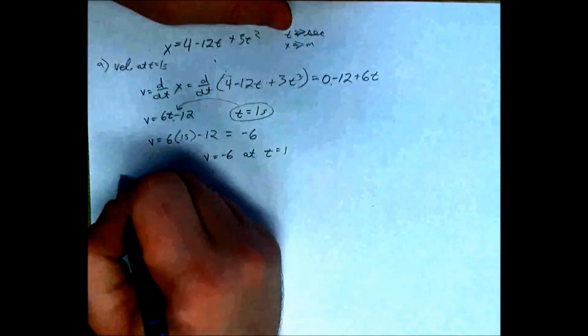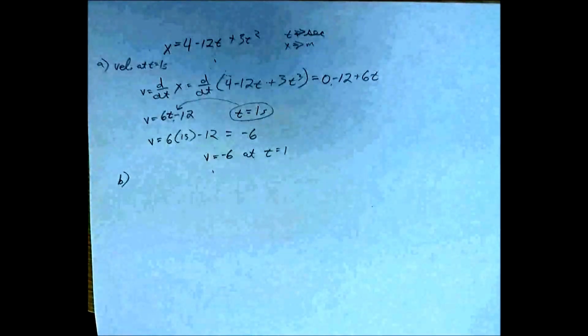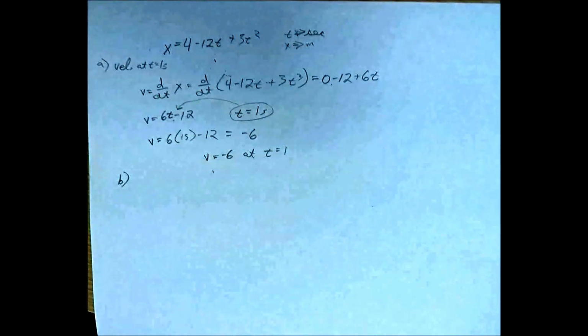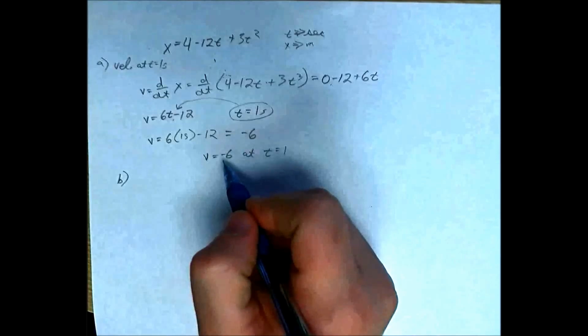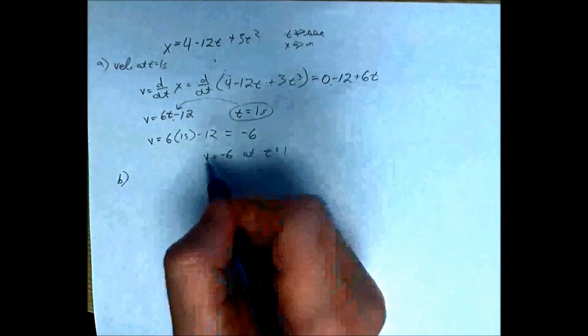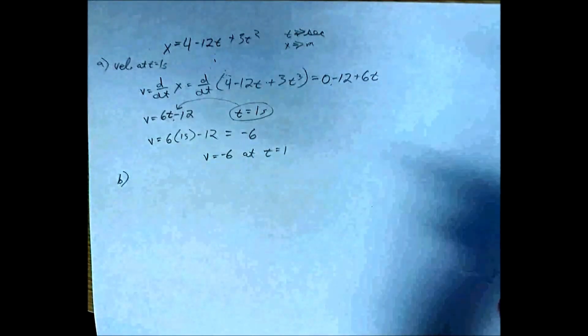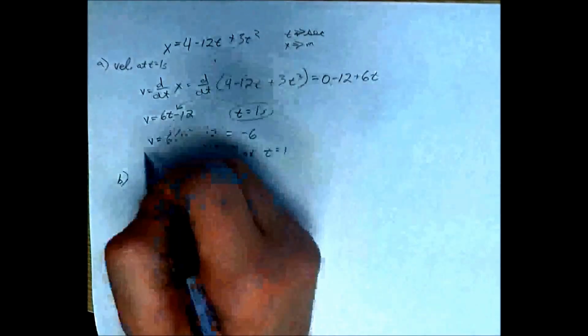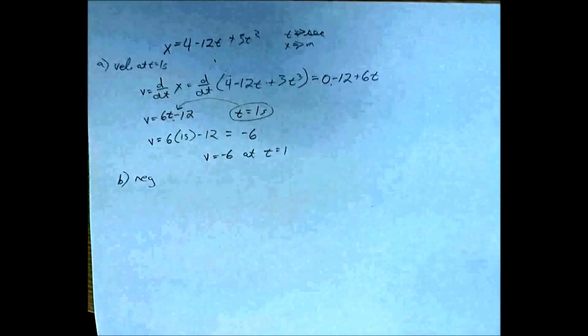Part B says, is it moving in the positive or negative direction of x? Well, the velocity is negative, so it's moving in the negative direction of x. That's all we have to look at. That doesn't mean it's in the positive region of x. It just means it's moving in the direction of negative x. So that's negative.